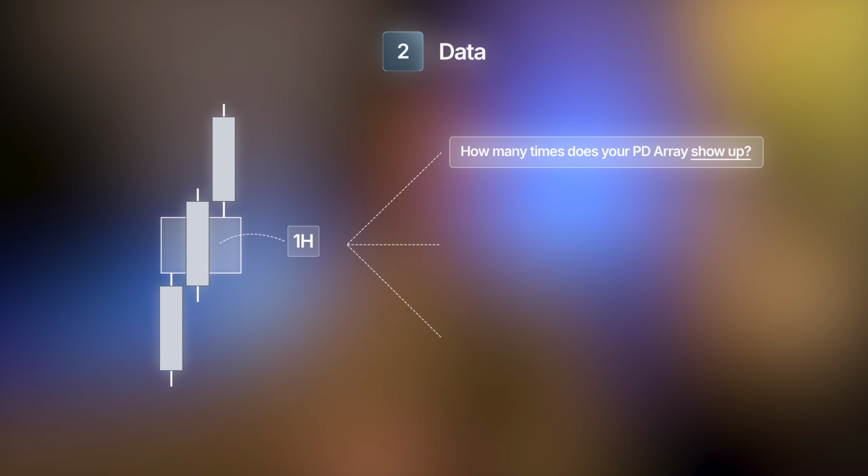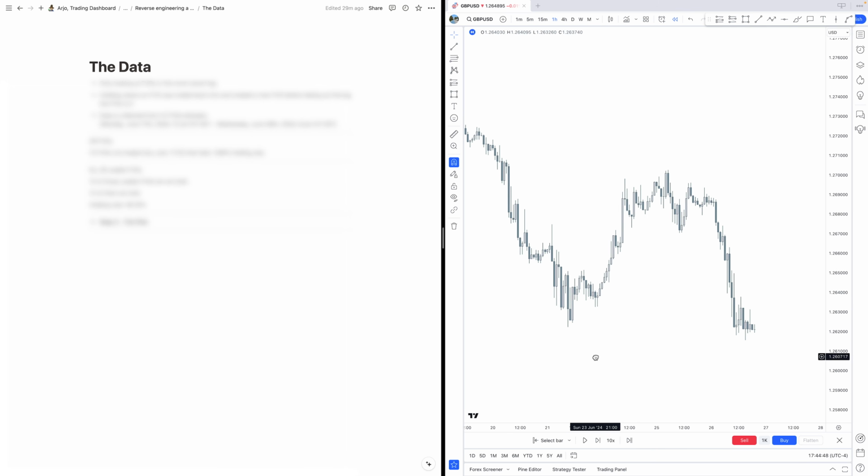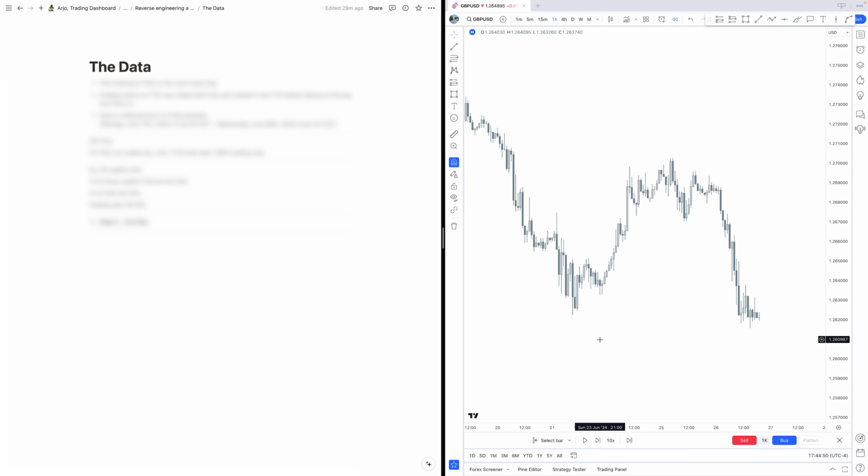We want to gather the following data. How many times does the fair value gap show up? How many times does the fair value gap hold? And how many times does the fair value gap fail? Now, looking at the screen, on the right side, we have our TradingView. On the left side, we have a Notion where I gathered the data.